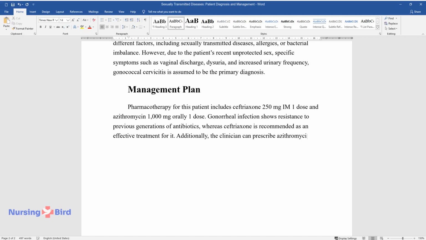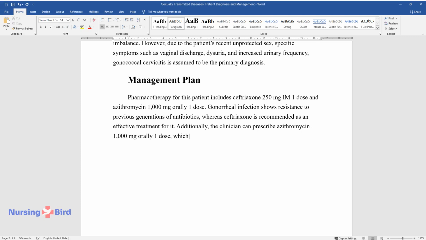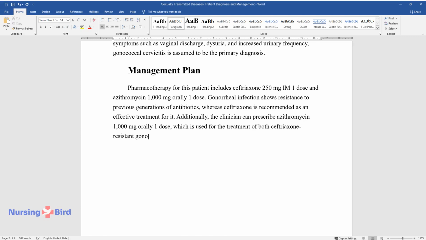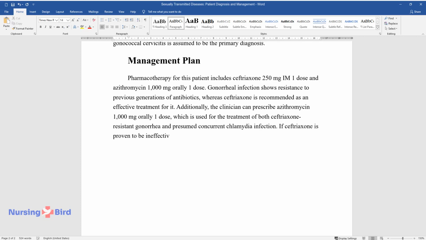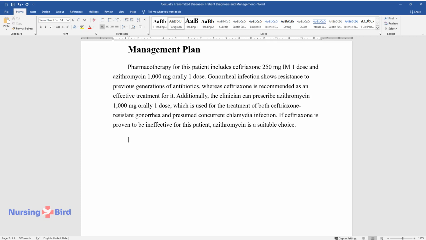Additionally, the clinician can prescribe azithromycin 1000 mg orally 1 dose, which is used for the treatment of both ceftriaxone-resistant gonorrhea and presumed concurrent chlamydia infection. If ceftriaxone is proven to be ineffective for this patient, azithromycin is a suitable choice.